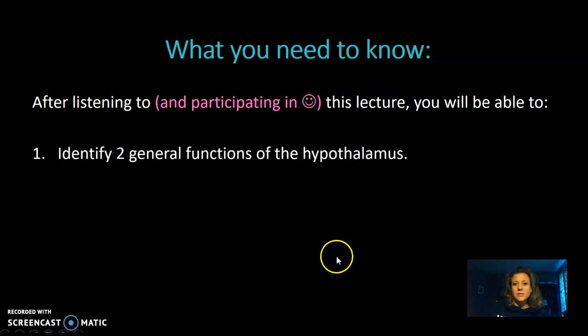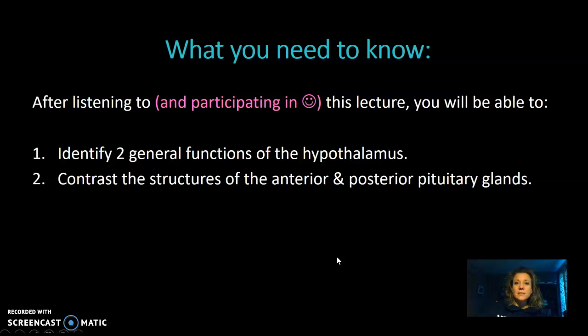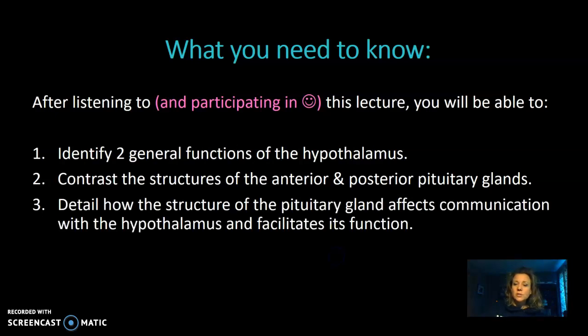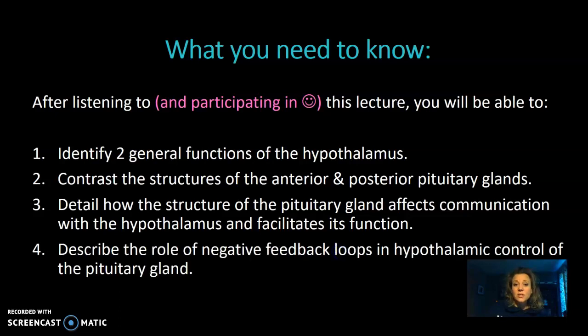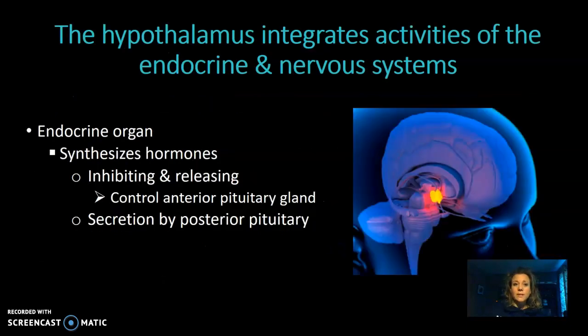Number 1, identify two general functions of the hypothalamus. Number 2, contrast the structures of the anterior and posterior pituitary glands. Number 3, detail how the structure of the pituitary gland affects communication with the hypothalamus and facilitates its function. And number 4, describe the role of negative feedback loops in hypothalamic control of the pituitary gland.